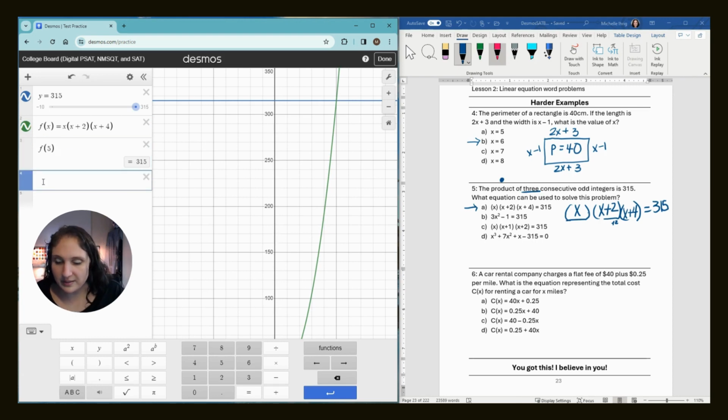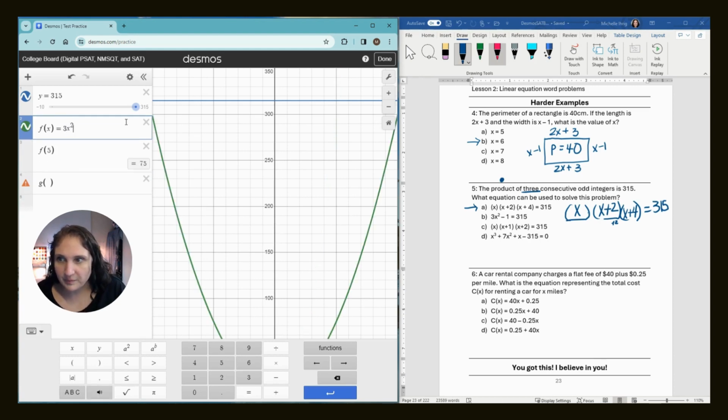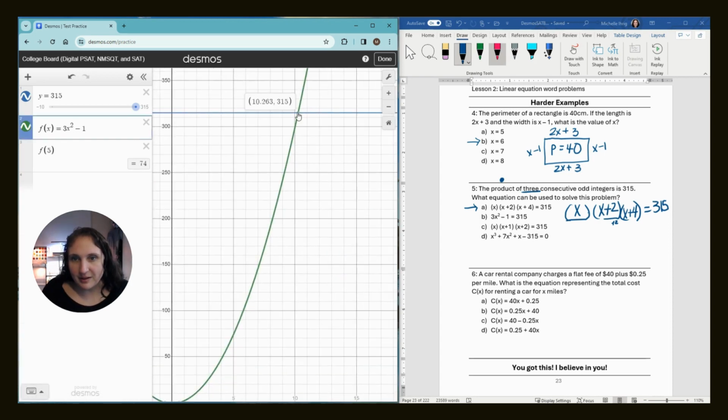Let's do the next one. Let's type in g of x. Let's just take this out and type in number 2, which is 3x squared minus 1. Well, I have to see where they match first. They match over here, and they match at a decimal. And I want integers, and integers are whole numbers that are positive and negative. So it can't be letter B because I get a decimal for x.